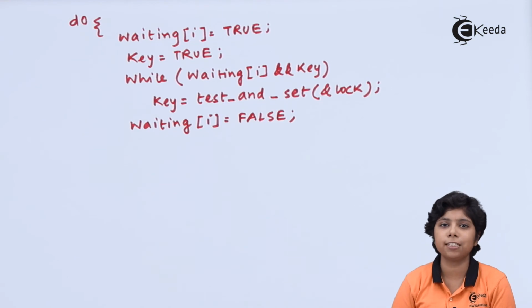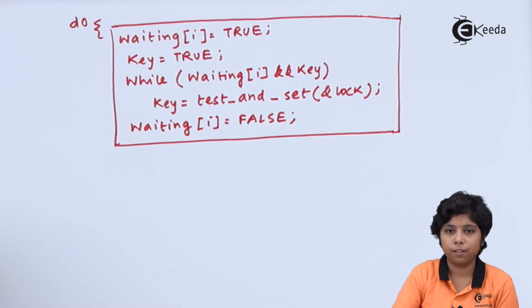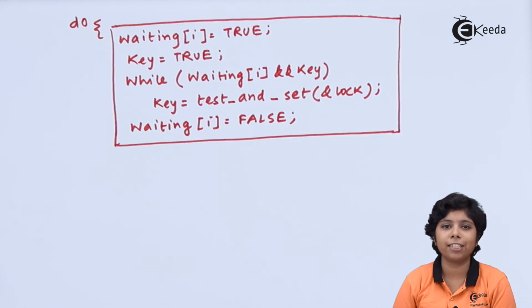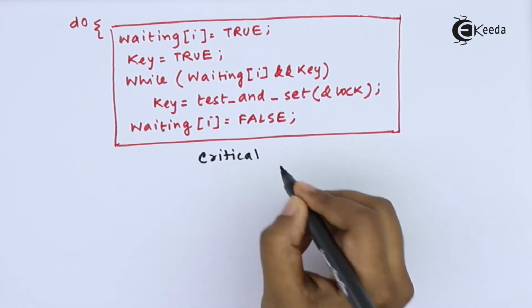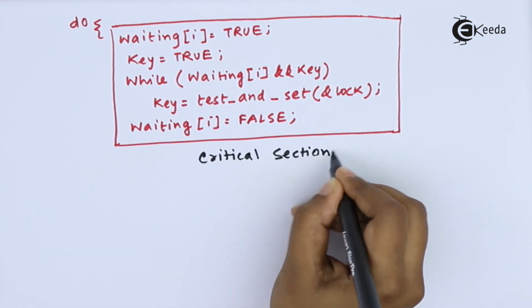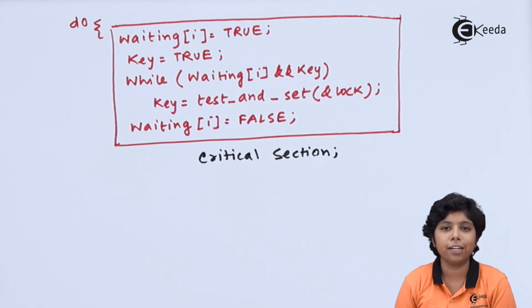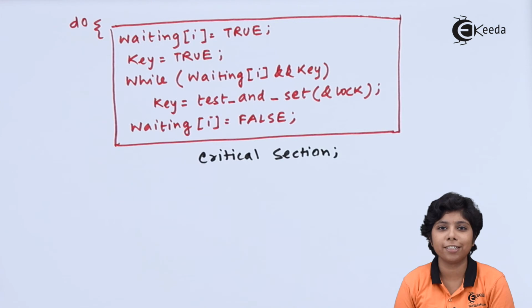So all the statements we have mentioned are in the entry section of this program. After that, Pi will get into its critical section and execute its code there. Next, we have to calculate which is the next process to be executed in the entry section.